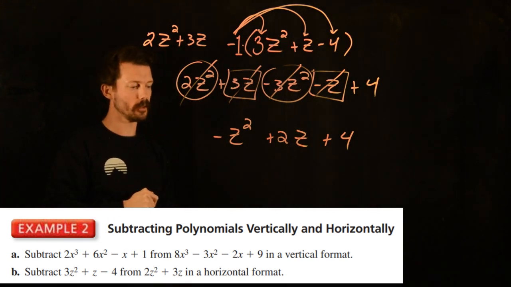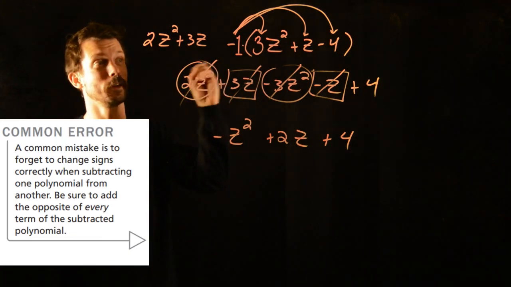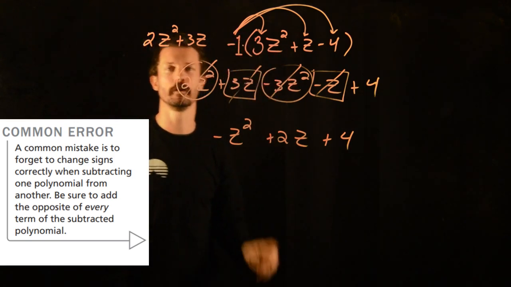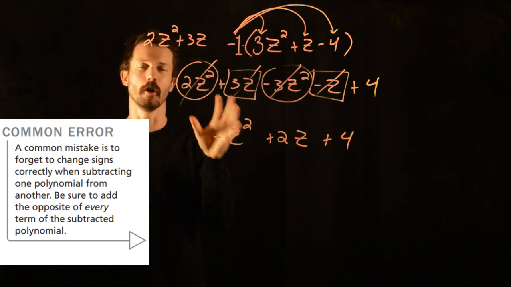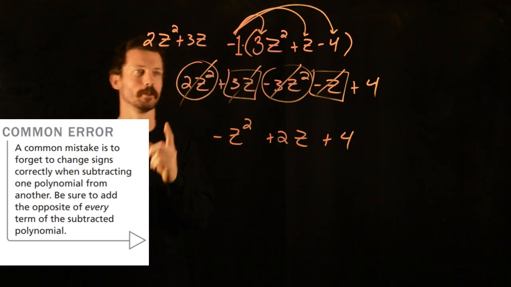So when I subtract 3z squared plus z minus 4 from 2z squared plus 3z, that would be your final answer. The big takeaway here, note this somewhere, is to distribute that negative, or distribute that negative 1, because if you don't do that, you're always going to get the wrong answer. I know someone out there is going to do it. Don't be that one person, okay?